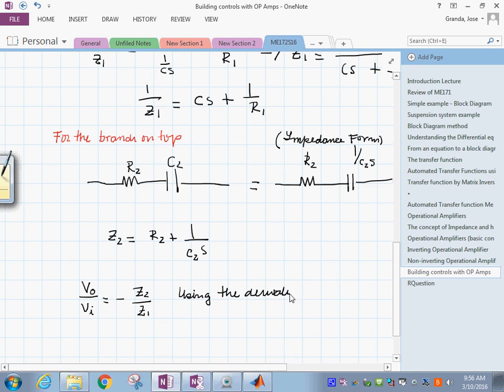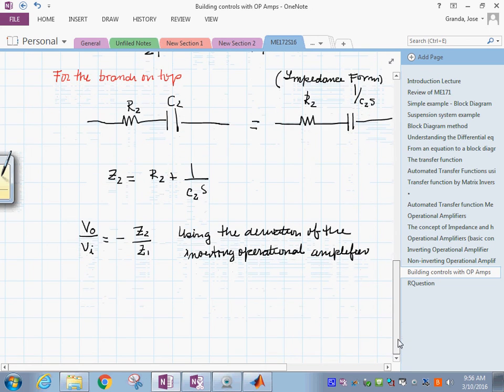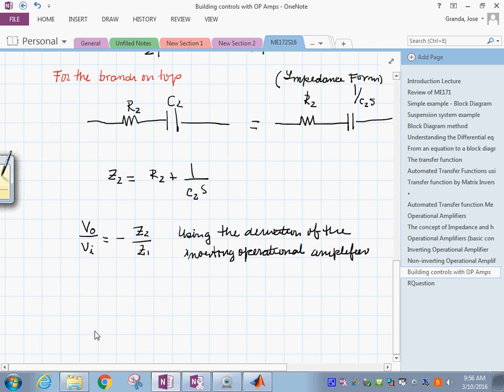Very good. So if this is the case, what do we have? We say, okay, V sub 0, V output over V in is minus, and then what is going to be Z sub 2? Z sub 2 is going to be R sub 2 plus 1 over C sub 2 times S, and Z sub 1, from what we learned on that inverting operational amplifiers, is 1 over C sub 1 times S plus 1 over R1.